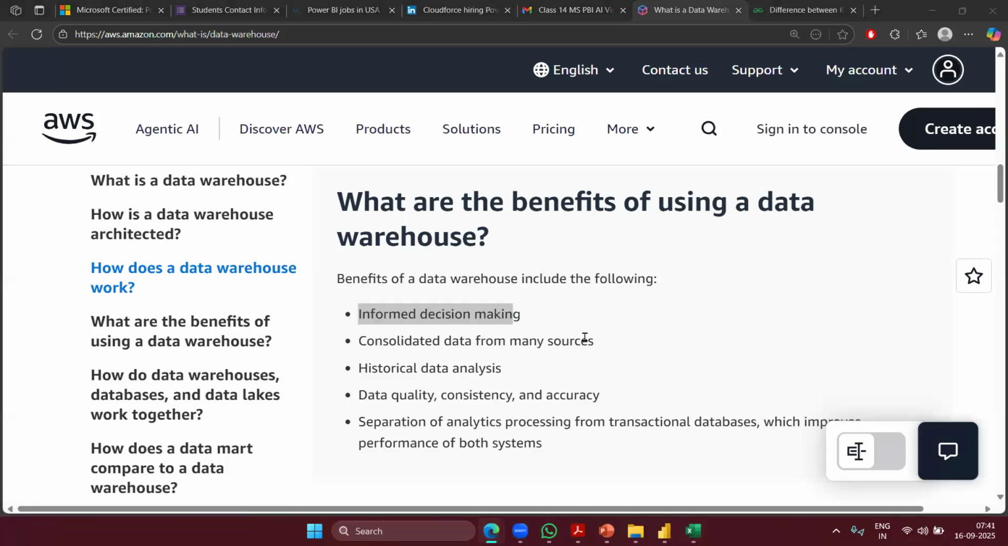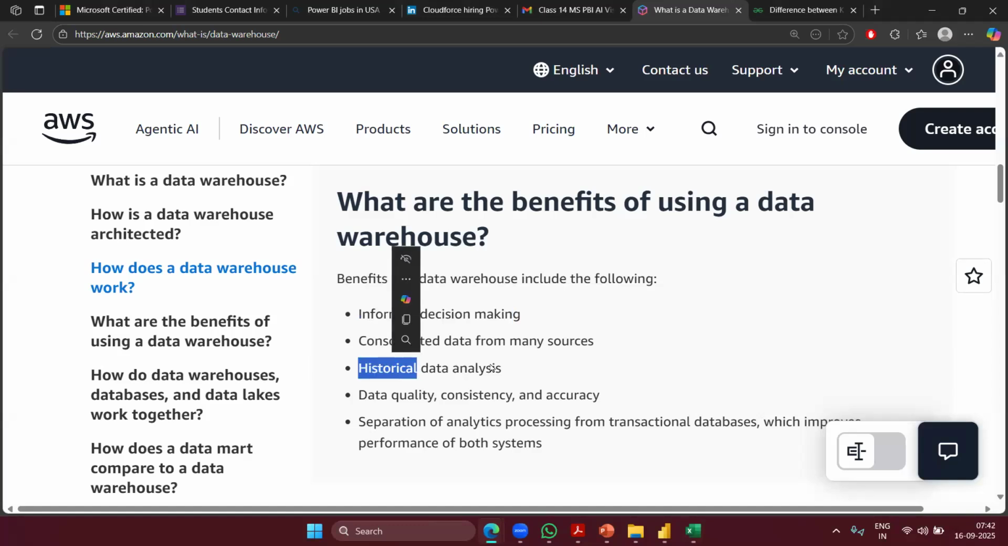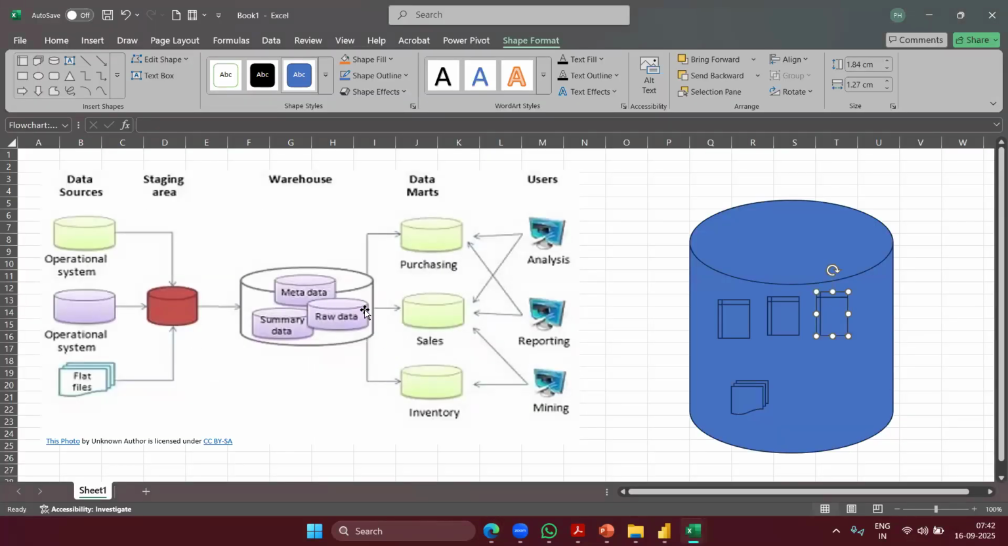Consolidated from many sources. We would be having many sources and we are consolidating everything at one place. Historical data analysis. Yes, I'm maintaining the raw data. So whenever I get a new requirement, say the leadership wants to analyze the sales for the automobile business lines, they can simply go through this raw data and pull the data related to automobiles and analyze it.